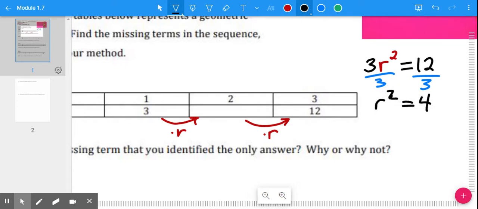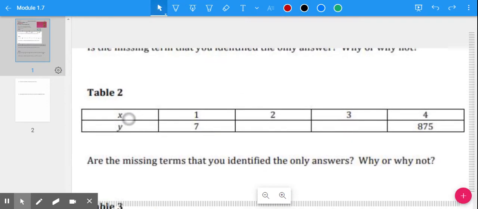equals 4. So now you would use your calculator to do the square root of 4. The opposite of squaring something is taking the square root, and the square root of r squared is r. The square root of 4 is 2. So that lets us know that we're multiplying by 2 to get from one term to the next. That's your common ratio. So 3 times 2 is 6. 6 times 2 is 12, which meant we made it to where we intended to go.